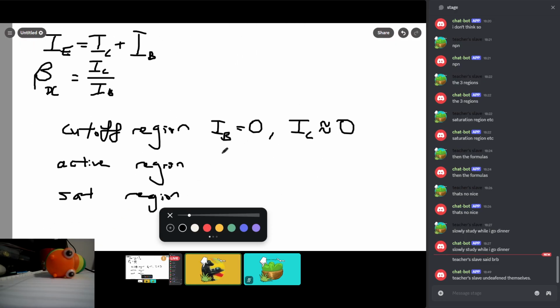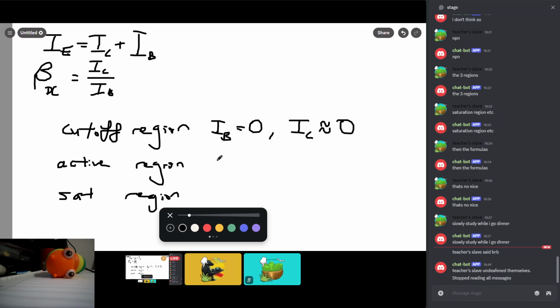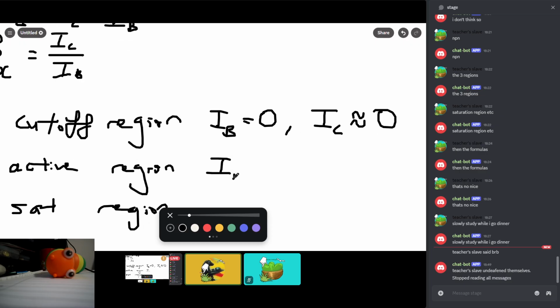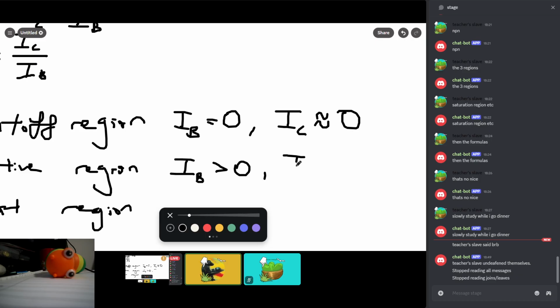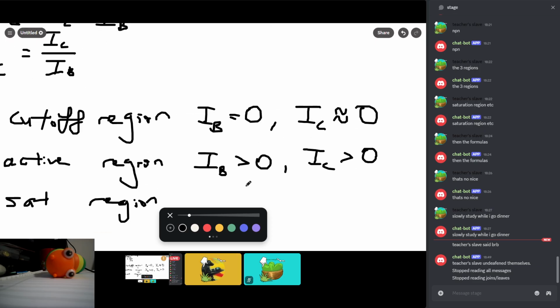So that's the cutoff region. The active region is when IB is higher than 0, then IC is higher than 0. So that means if IB is higher than 0, then IC is higher than 0. Yes, pretty normal.